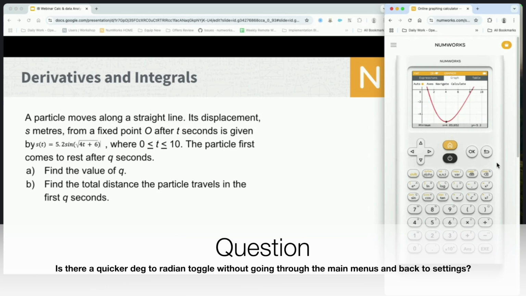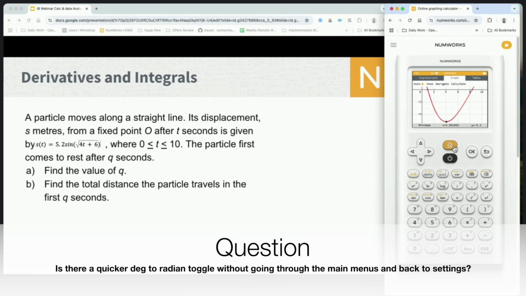Not at the moment. The one thing that we do have in the calculation app, it's a little bit clunky to get to, and we're asking to have that improved. You can find a degree measure while you're in radian mode in the calculation application.